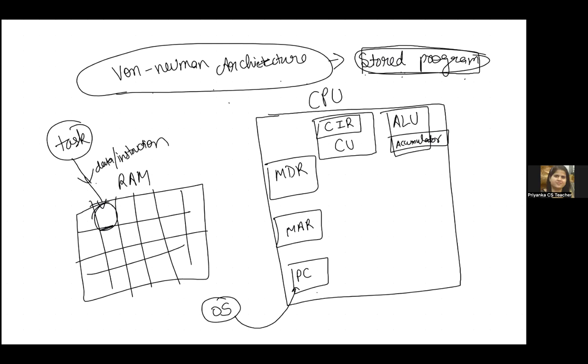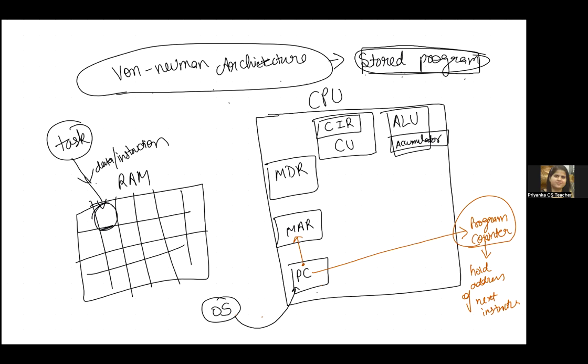So what is this PC? PC is the program counter register. It is used to hold the address of the next instruction. And who is going to load this address to the PC? The operating system. Then this PC is connected with the MAR through one physical channel.